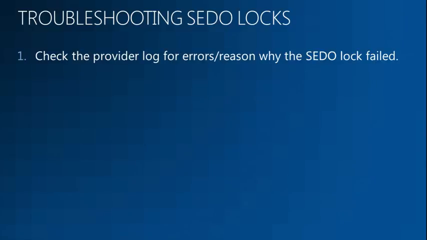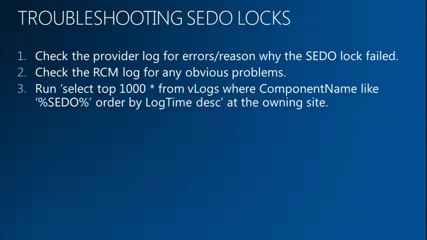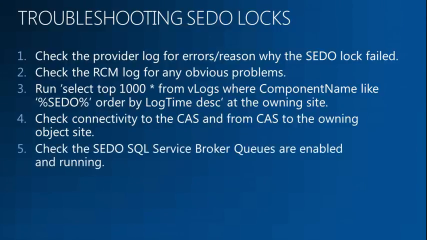Check the provider as our first stop to see if your SEDO lock itself failed. Check the RCM log for any obvious problems, right? If RCM isn't working, SEDO won't work. Hey, there's the log viewer again, but in this case, filter by component name like SEDO, and that will give you all the SEDO locks going on. Yep, check connectivity to the site that owns the object, right? Not just in general from the CAS. And yes, be on the lookout for evil DBA.